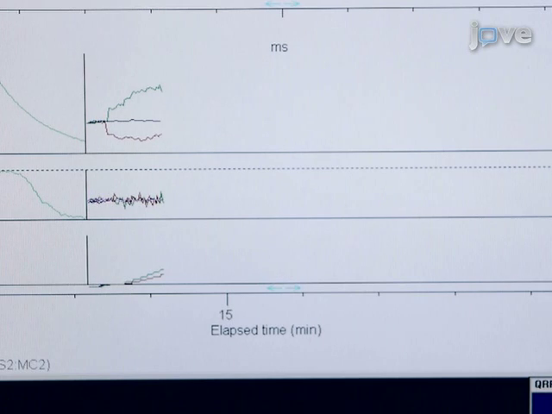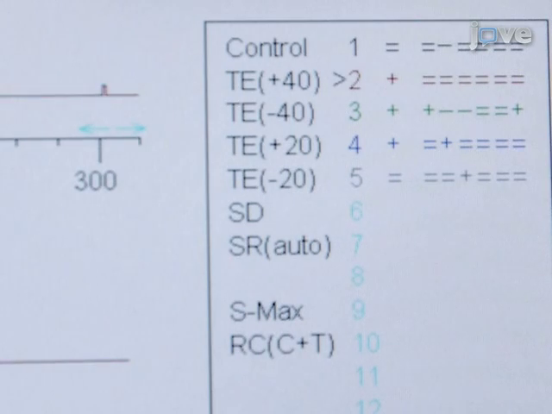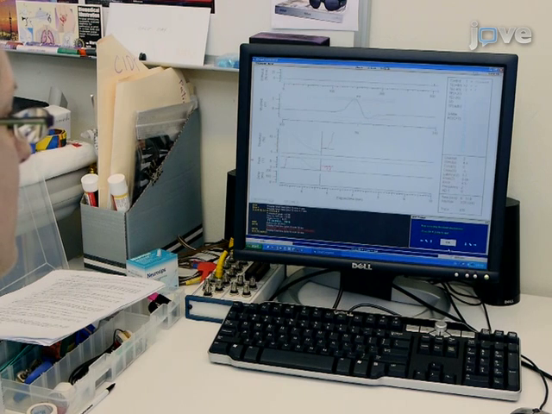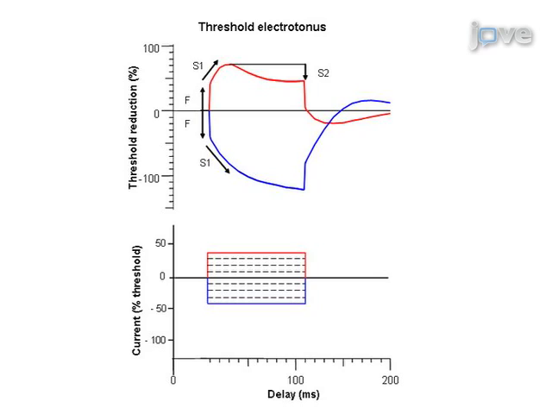Assess threshold electrotonus using 100 millisecond subthreshold polarizing currents. Record the change in threshold current required to maintain target response amplitude following both de- and hyperpolarization. Threshold electrotonus provides an assessment of internodal conductances and membrane potential, with responses in the hyperpolarizing direction at the end of the polarizing pulse strongly associated with membrane potential.